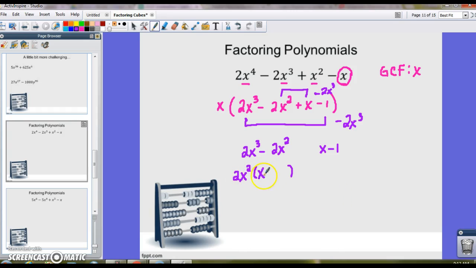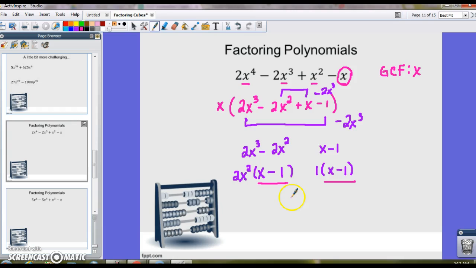So then 2x squared times what gives me negative 2x squared? That would be negative 1. Okay? I'm going to do the same thing over here. I don't have a GCF other than 1. So my GCF here would just be 1. So I'm left with x minus 1. Now here's where you want to stop and check. You can tell if you did it correctly because what you end up with in your binomial should be the same in both of these. If it's not, then you did something wrong.